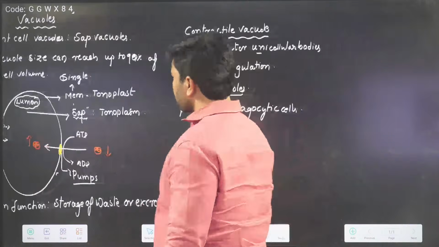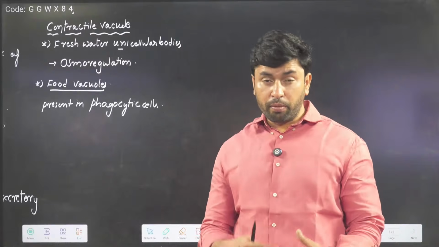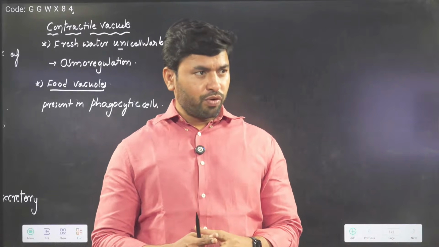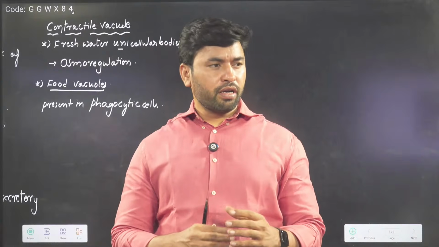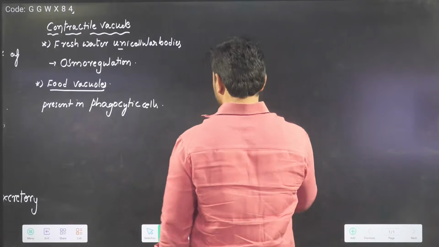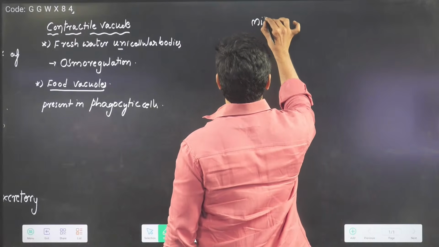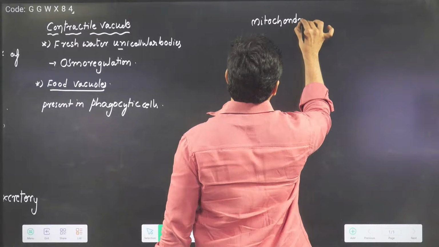Up to vacuole, we have completed endomembrane bodies. Now we will move on to non-endomembrane bodies like mitochondria, chloroplast, and so on. Then first put the heading: mitochondria.